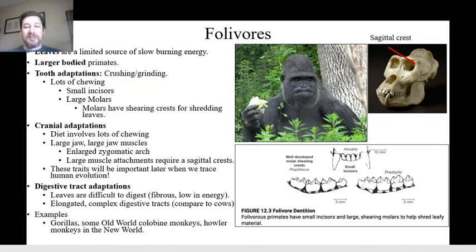But the main thing that this requires in folivores is something called a sagittal crest. So in this picture up on the right here, you can see a gorilla skull, and it has this fin of bone on top of it, okay? And that is an attachment point for the jaw muscle. So the jaw muscle runs from the mandible here through the zygomatic arch up over the skull, and then it attaches in folivores to the sagittal crest.